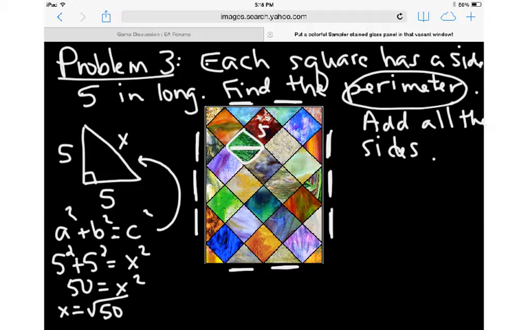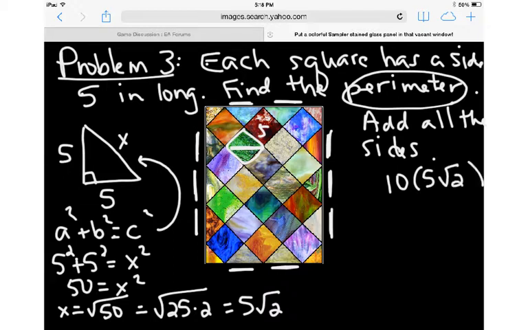But I need to simplify that radical. I'm going to do this the short way. If you would like to do it using the factor tree, you may. 50 is 25 times 2, and the square root of 25 is 5. So each of those little pieces, all those diagonals, are 5 the square root of 2. There are 10 of them, so there's 10 times 5 the square root of 2. But that's not all of my pieces. I have some little corners here that I got to deal with.